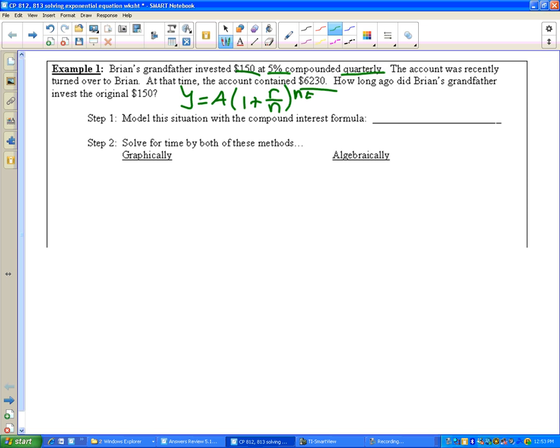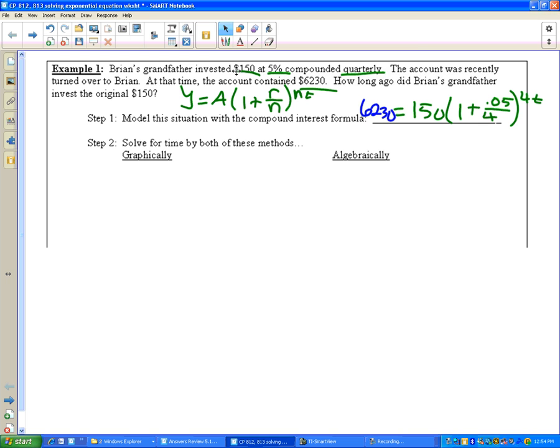So I need to plug in what I know. Y is equal to the original investment, 150, times 1 plus my rate, 0.05, over 4, since I compound quarterly, to the 4t power. So that's my equation. I ended up with $6,230, and I need to find the amount of time it took to get this.